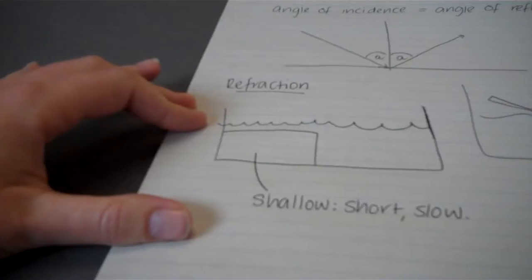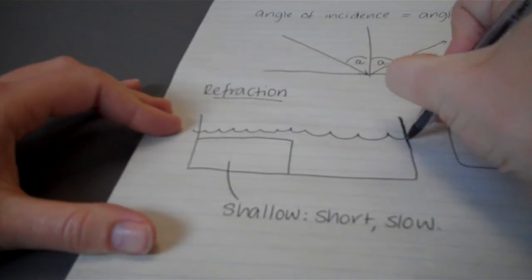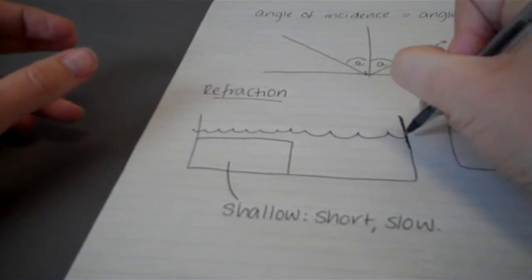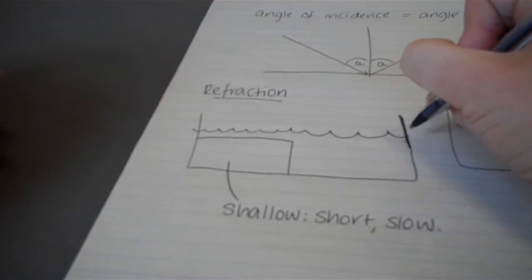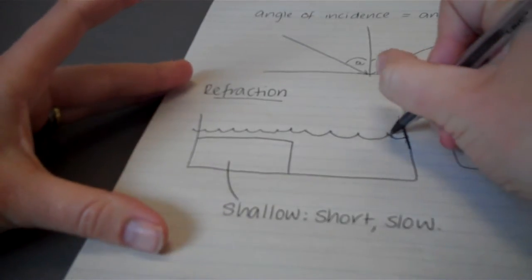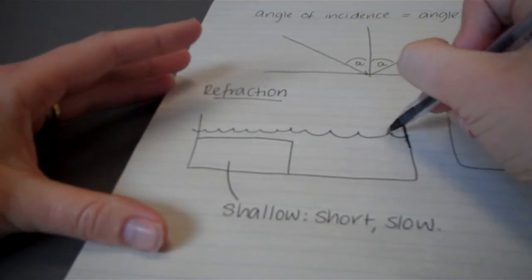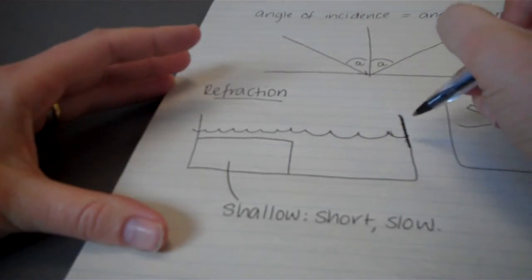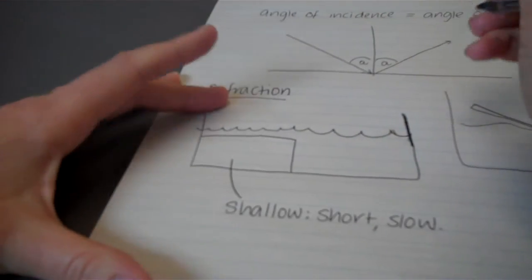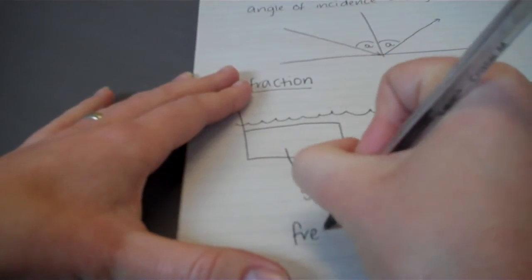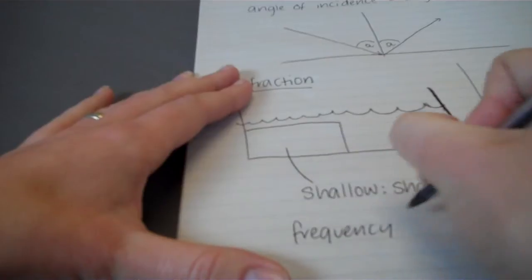Remember, what is frequency? Frequency is how many waves or how many crests pass the initial starting point per second. How many cycles are going out per second? In this case, it's staying the same. The ripples are still getting sent out, the waves are still getting sent out. So the frequency stays the same. I'll write that down for you. Frequency stays the same.